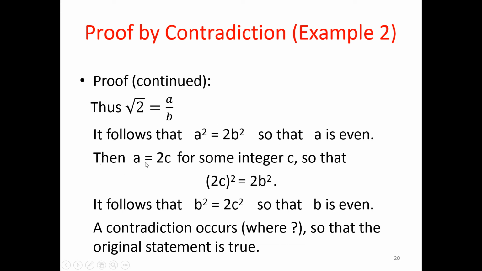So if a is even, then a can be written as 2c for some integer c. Now by plugging in the value of a into this equation, we have (2c)² = 2b², and this implies by simplification b² = 2c². Now b and c both are integers, so this implies b² is an even number, and this implies b is even. But we assumed that a and b are in their lowest form, and we ended up with a contradiction to this fact. So our original statement is true and our assumption was wrong.